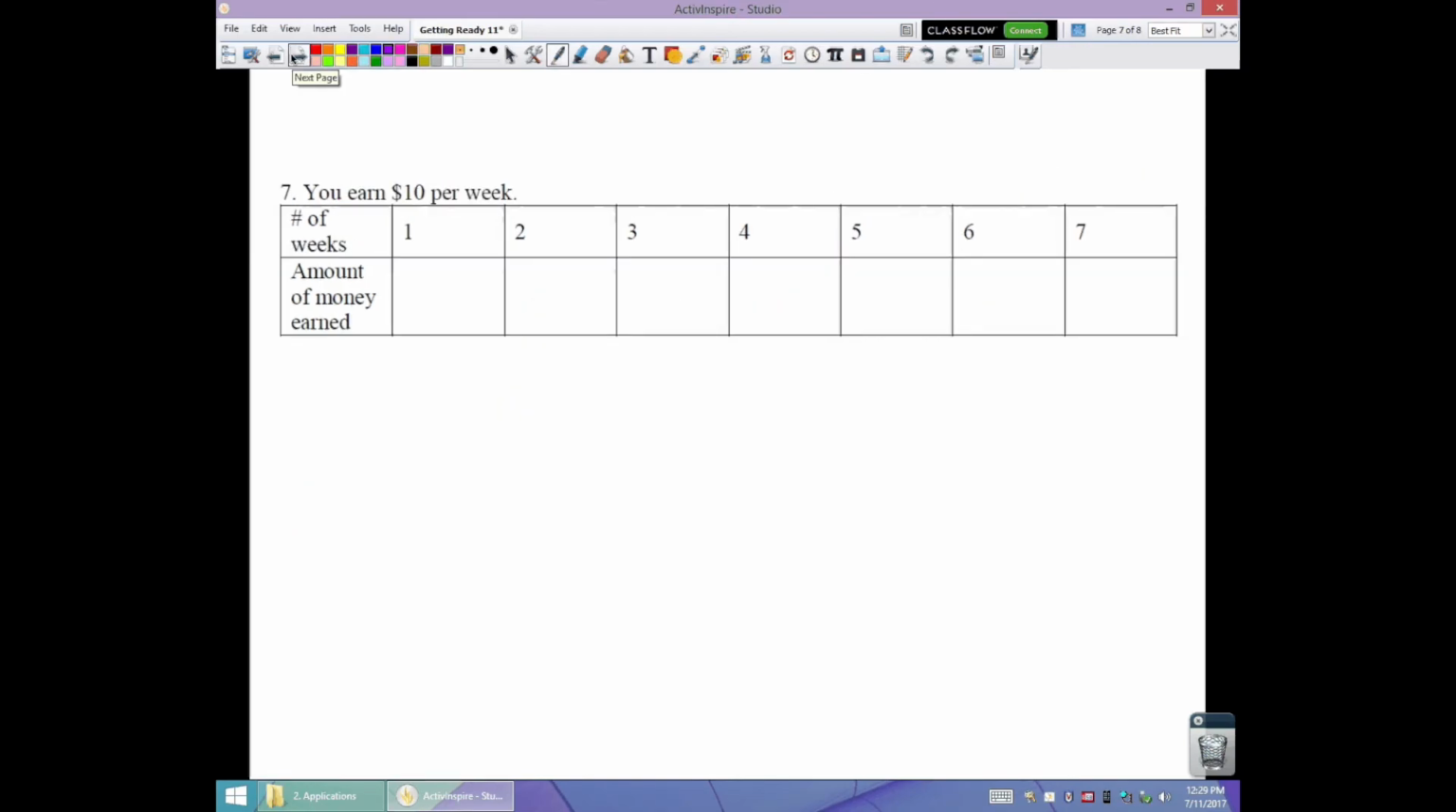Number 7, you earn $10 per week. Well, after 1 week, I would have $10 because this did not include anything else about how much money I might have had to begin with. So 2 weeks, $20, 3 weeks, $30, 4 weeks, $40, $50, $60, and $70. So that is once again linear since we're adding a constant rate of change, 10. But when I make my equation, it will be y equals the 10 for my constant rate of change times x, but I don't need a y-intercept, or my y-intercept is actually there, it's 0, because I didn't start with any money.